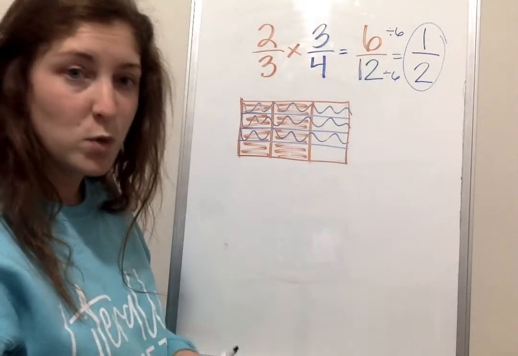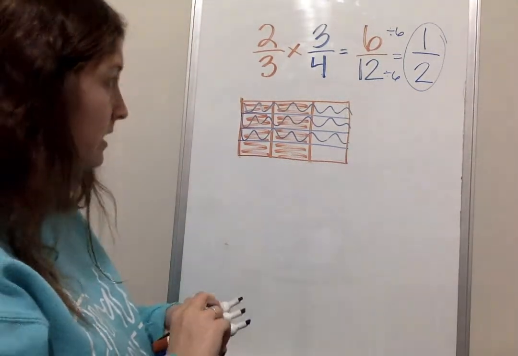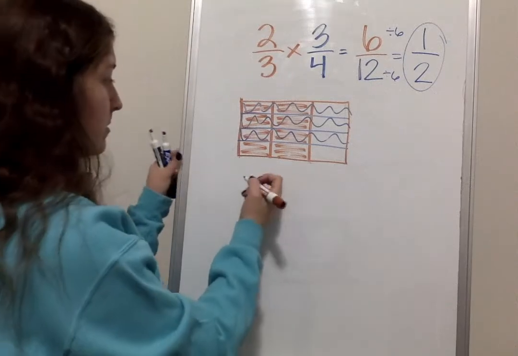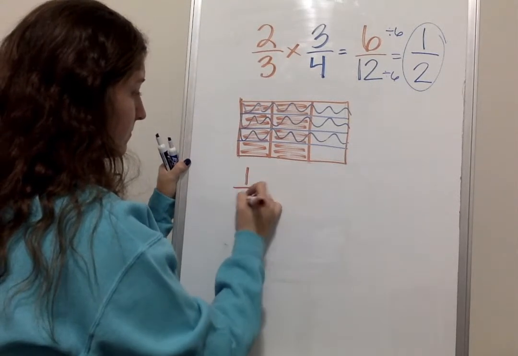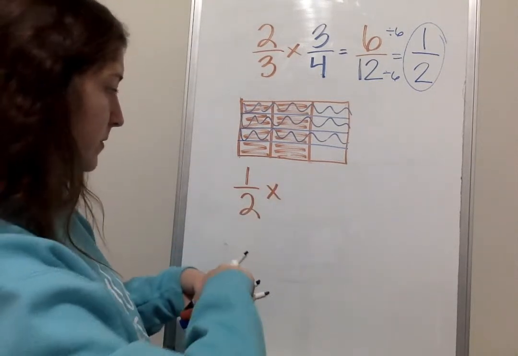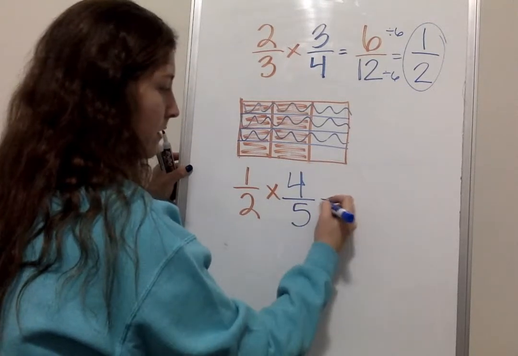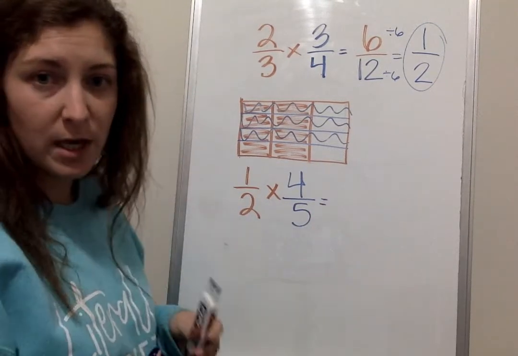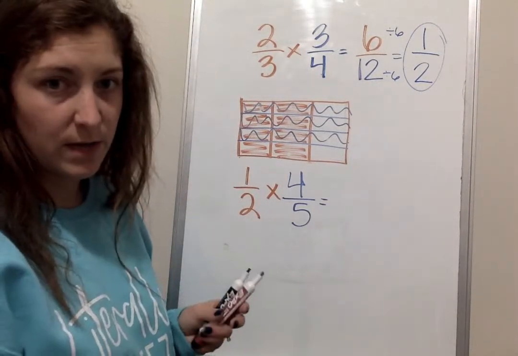Okay? One more problem before we move on to our next activities. Let's do this time 1/2 times 4/5. Now, you guys are probably catching on to this so quickly that you guys can just look at this problem and already know what the answer is.